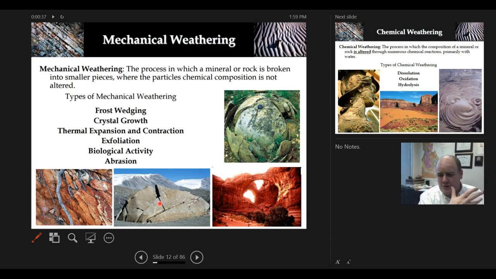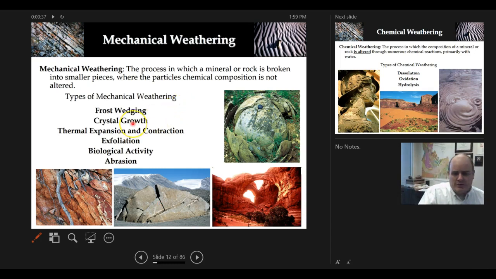But places like New York or Pennsylvania, or my home state of Idaho, is a great place for frost wedging to occur, because I remember when I grew up, we would have times when we would have freeze and thaws multiple times in a day, which means that you'd have lots of expansion and contraction of the rock and the water.